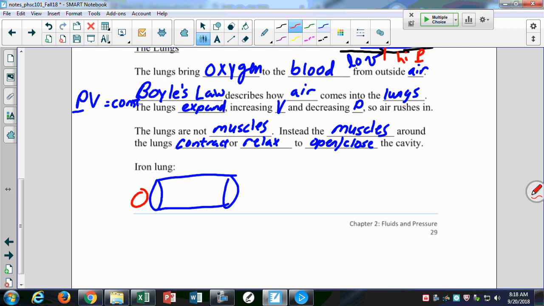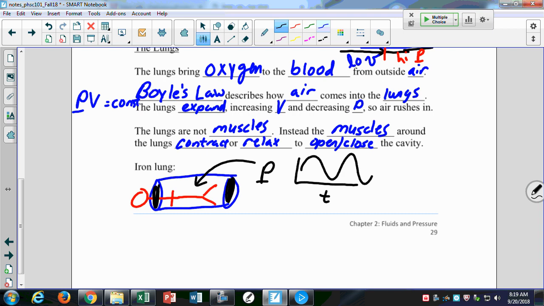Here's their head. Here's their arms. And they lay inside of the iron lung. This is all closed off right here, so that your body is inside this big barrel, but your head is outside of the barrel. And what it does is it has this pressure actuator that will cause the pressure in here, the pressure versus time, to go up and down, up and down.